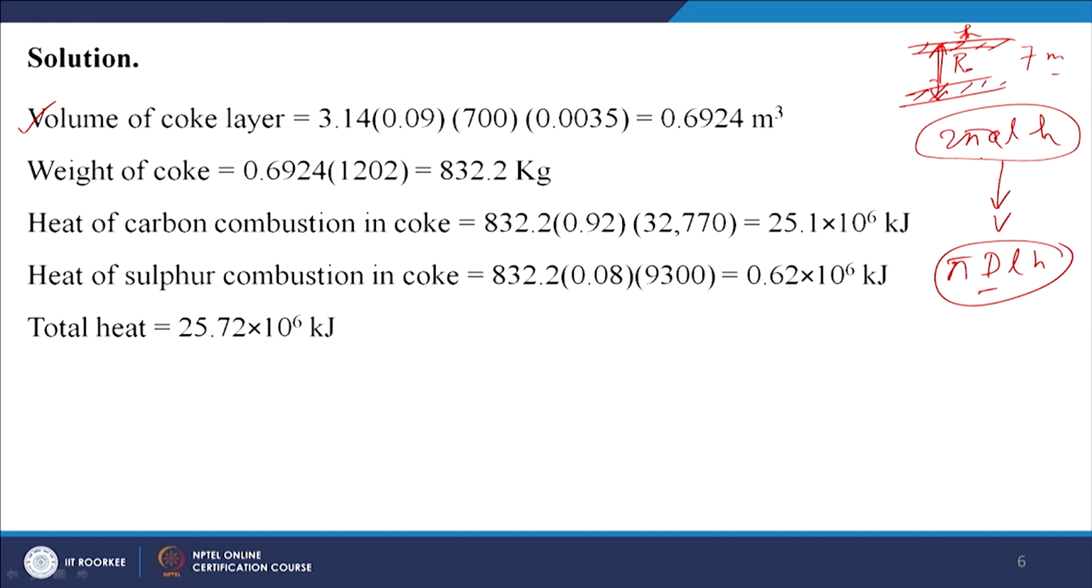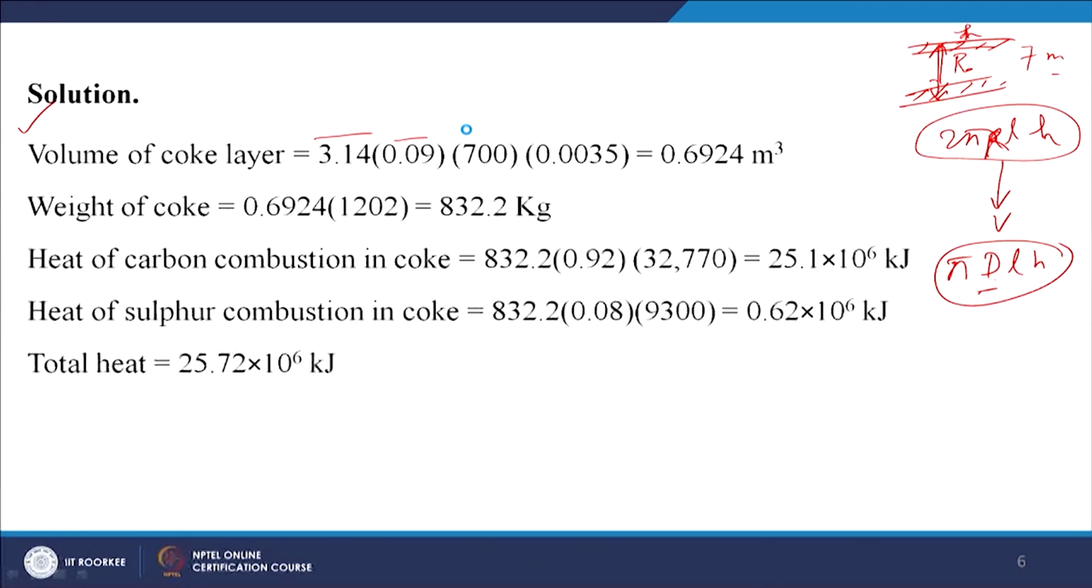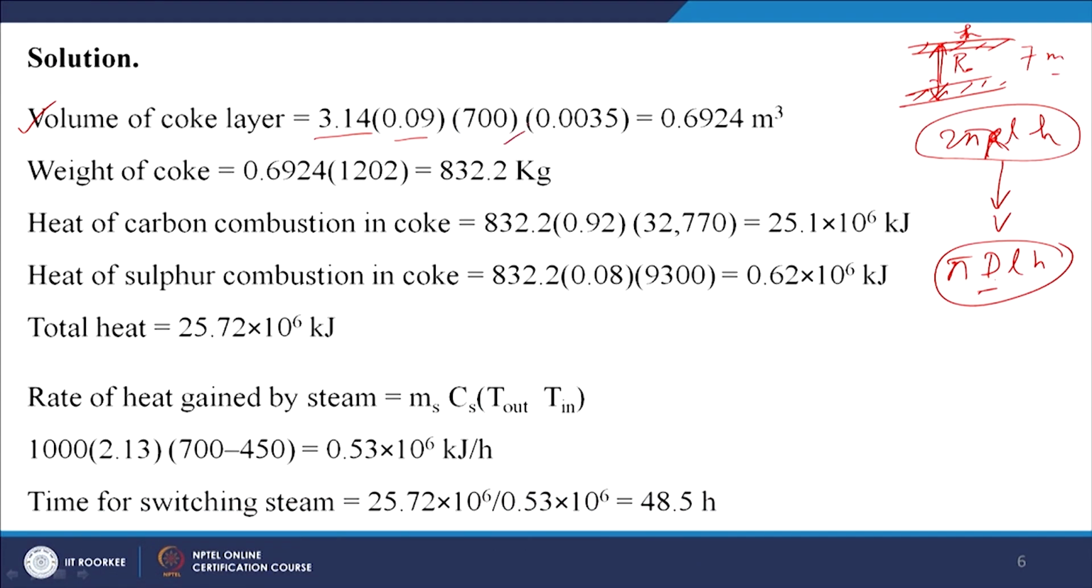So, here we are having the diameter, so pi d L into h. In this formula, pi is 3.14 into 9 centimeter, converted to meter, 0.09 meter. Now we have L, it is also given, 700 meter long. This is not 7, this is 700 meter, and then the thickness h. So, this is the volume of this coke layer, that is, how much coke was deposited in volume.